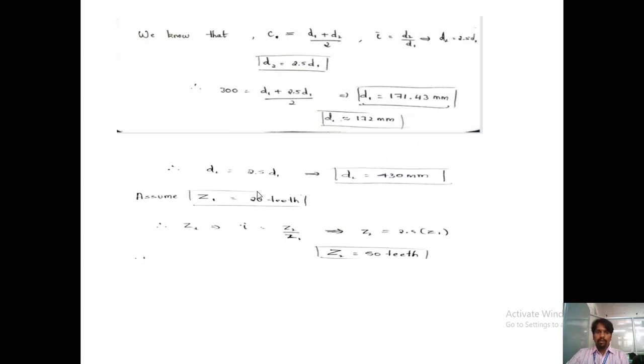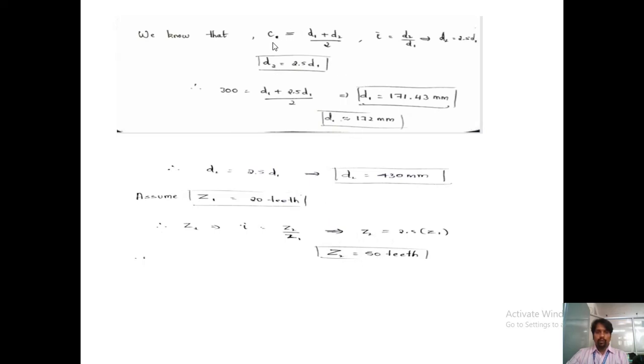So we need to assume the number of teeth on the pinion, which is equal to 20 teeth. In the previous problem, we already calculated numerically that the minimum number of teeth is equal to 18, but we assumed Z1 equal to 20 for the pinion. So in this case also, there is no need to do the calculation to find the minimum number of teeth on the pinion. Assume Z1 is equal to 20 teeth, and by using the equation i is equal to Z2 by Z1, calculate Z2. Z2 is equal to 50 teeth.